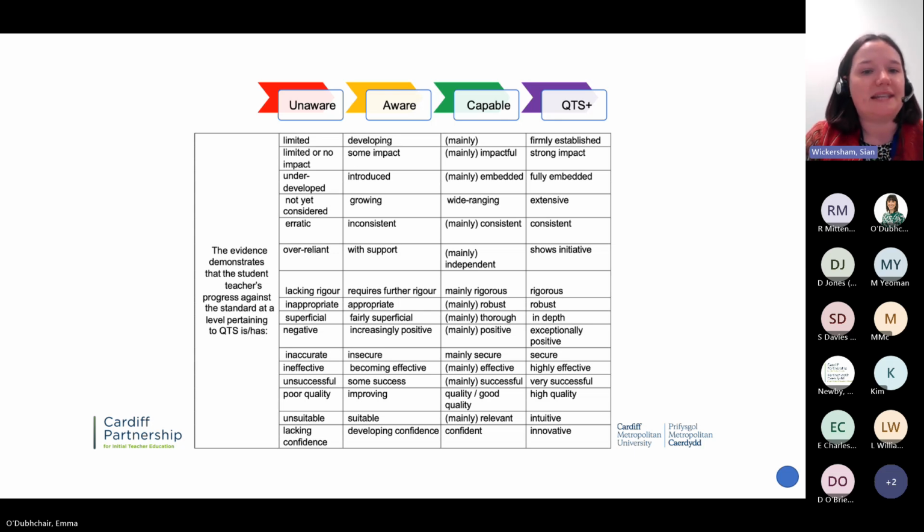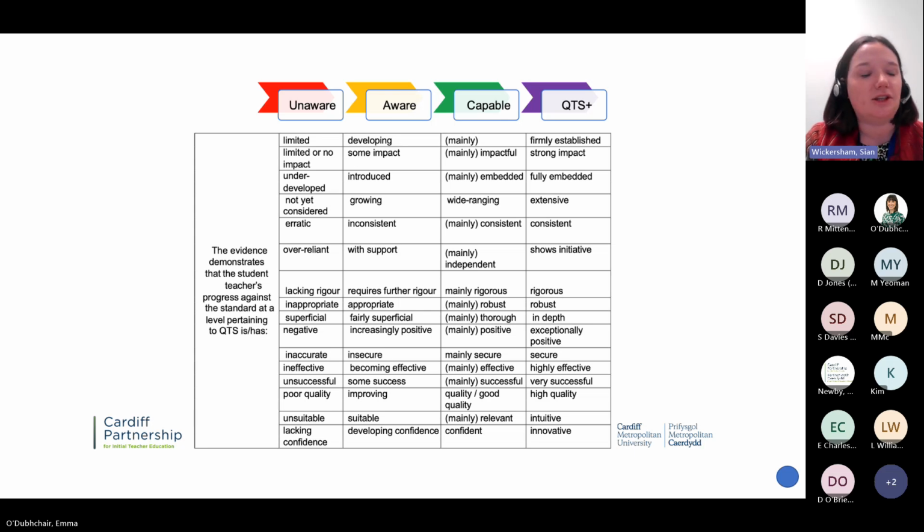When you're looking at some standards and you're thinking, yes, they've got a growing understanding of something, they're having an increasingly positive impact in certain areas, they're seeing some success with certain pedagogical approaches that they're taking, they are improving in terms of their knowledge and understanding of certain areas, then you're probably seeing that your student teacher is starting to be in that aware column. It might be that you've got a couple of student teachers that are verging into capable, potentially at this point, but it's likely that most of our student teachers will be sitting there in that unaware and aware column.